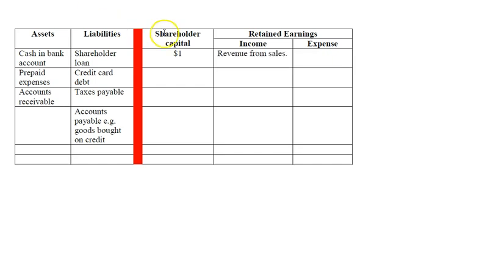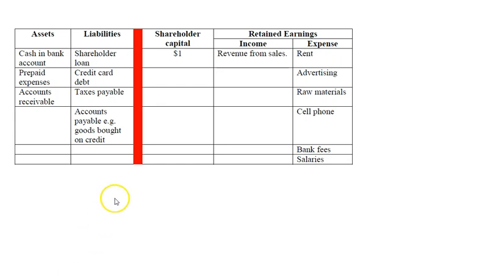Then for income, you might have revenue from sales as the main form of income from the business. And then finally, for expenses, you might have things such as rent, advertising, raw materials, cell phone, bank fees, and salaries. Again, these are going to depend on the individual reality of the expenses your business incurs.